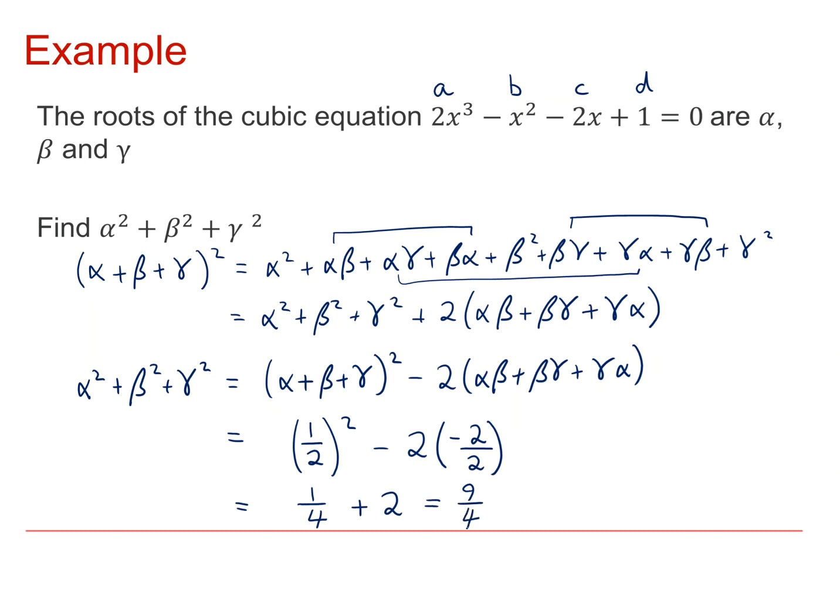So we were able to find alpha squared plus beta squared plus gamma squared without having to find alpha, beta and gamma first.